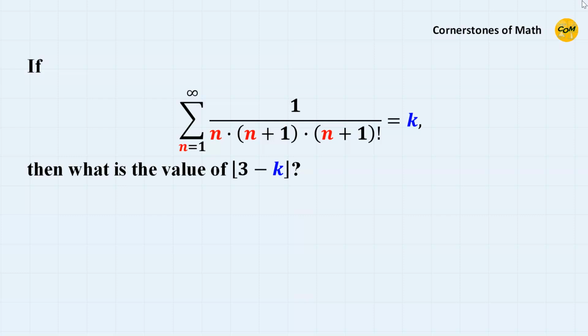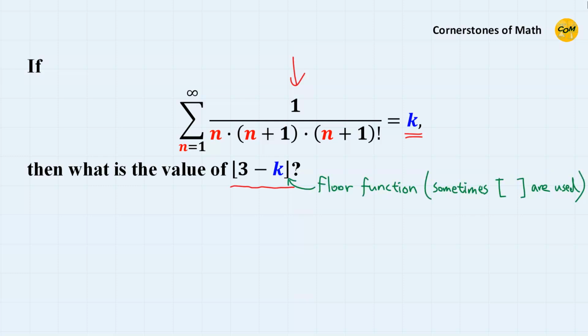Today we will solve this nice viewer suggested problem. If the summation of 1 divided by n times n plus 1 times n plus 1 factorial from n equals 1 to infinity has a value of k, then what is the value of floor of 3 minus k? Where the floor function means the greatest integer that is not greater than 3 minus k.